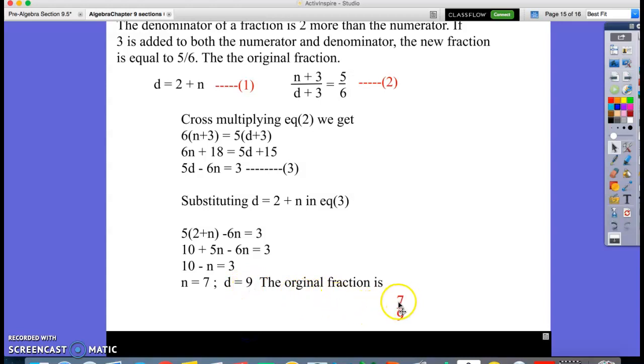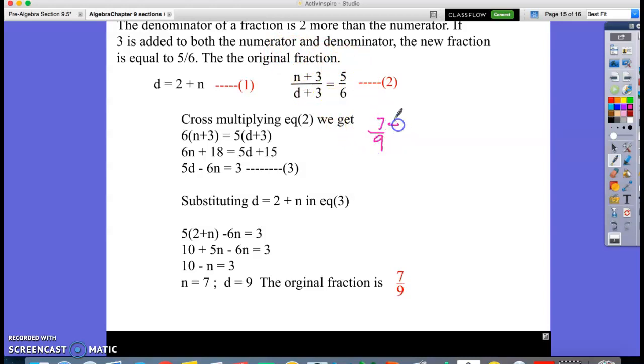So the original fraction is, the n is the numerator, n is 7, and the denominator is 9. So it says the denominator is 2 more than the numerator. Yes, we got it right. So the 9 is 2 more than the numerator.